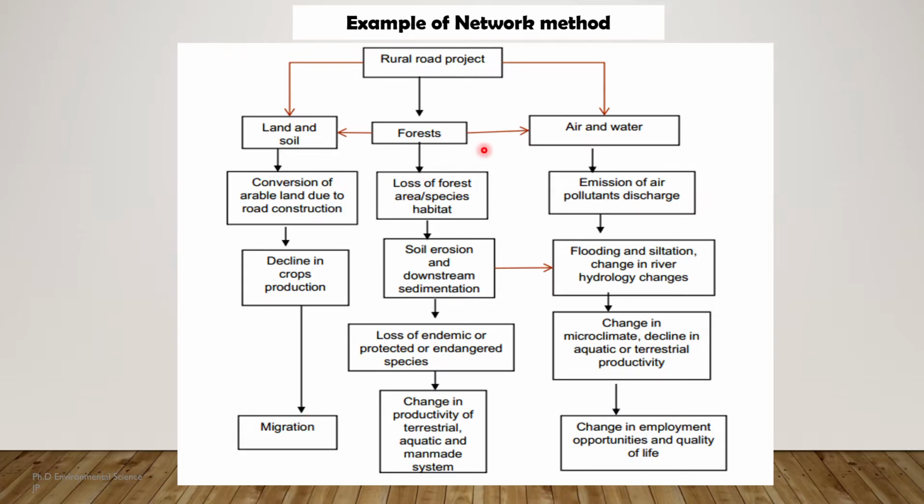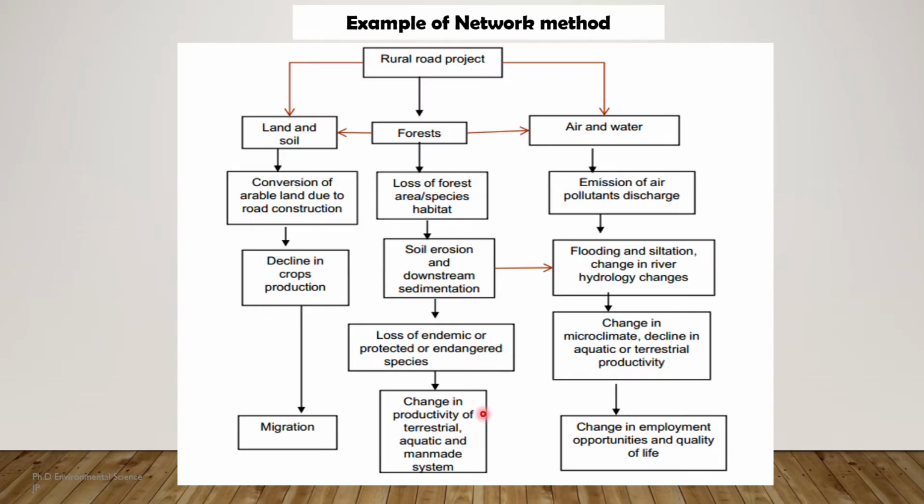Then the impact on the forests. First of all, loss of forest area or species habitat will take place, leading to soil erosion and downstream sedimentation, further leading to loss of endemic or protected or endangered species, further leading to change in productivity of terrestrial, aquatic and man-made systems. So loss of forest habitat leads to soil erosion and sedimentation, affecting water quality and habitats, and this can result in the loss of species and changes in ecosystem productivity.